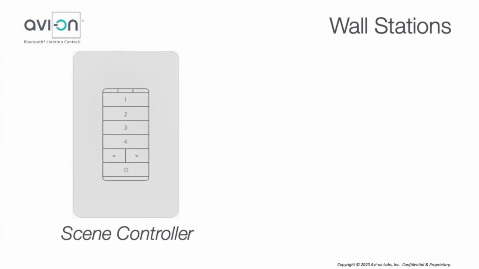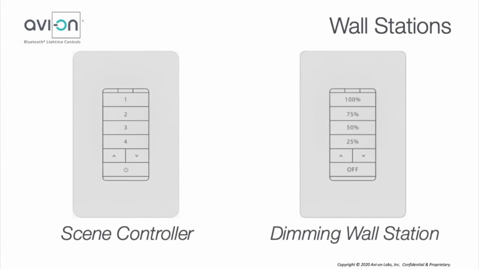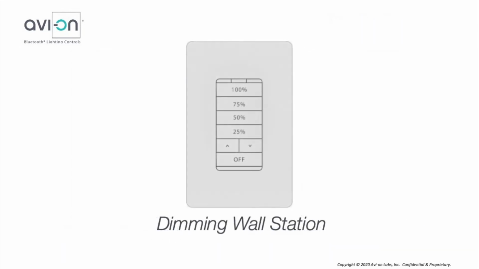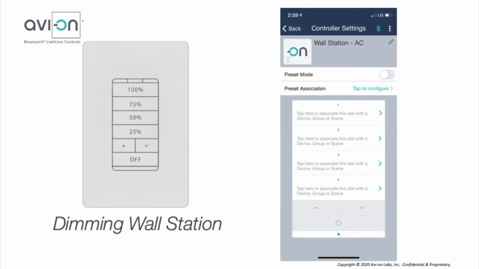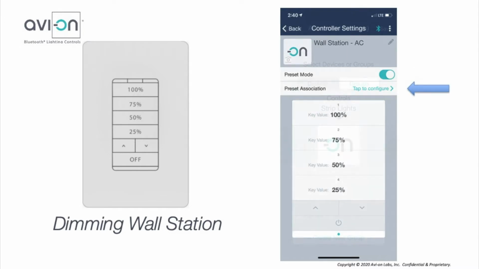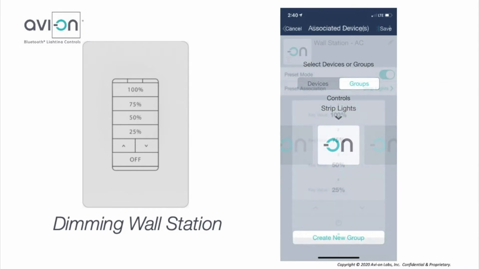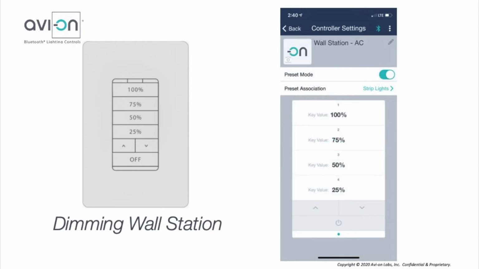Let's talk about the scene controller and the dimming wall station, their buttons, and the different ways they function. The dimming wall station has the percentage buttons engraved. It is very easy to program. In the app, you select preset mode and what you want the wall station to control. All the buttons will now control the group of lights you selected based on the percentage button you press.